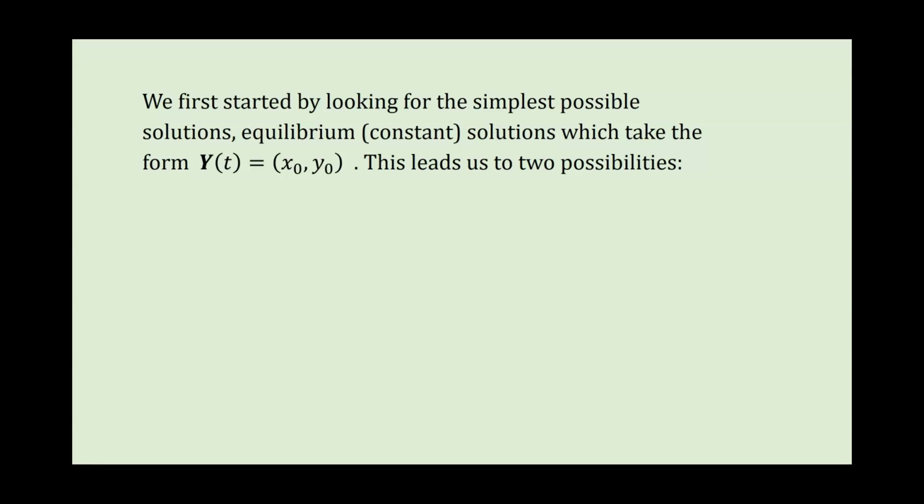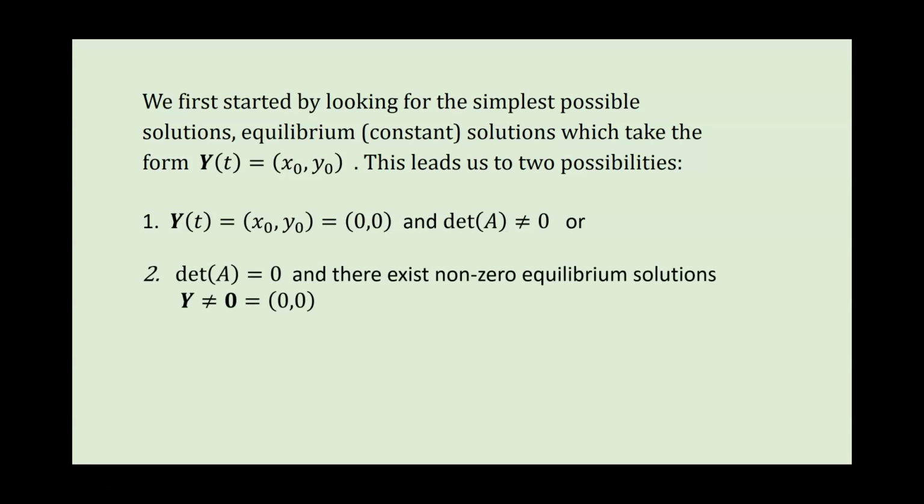What we did starting this section out was look for the simplest possible solution, which are equilibrium solutions or constant solutions, and we were led to two possibilities. Either the only equilibrium solution is the origin, the single constant solution, and the determinant of the matrix of coefficients A is non-zero, or the determinant of that matrix A is 0 and there's possibly other non-zero equilibrium solutions.